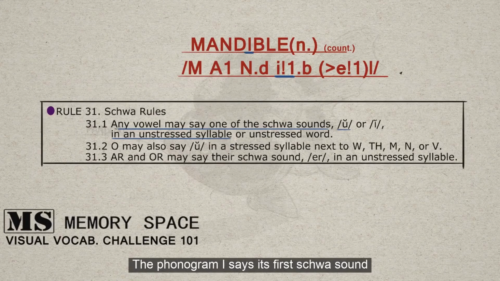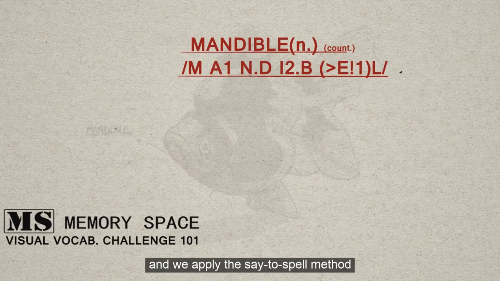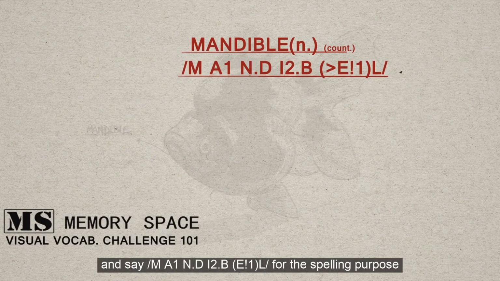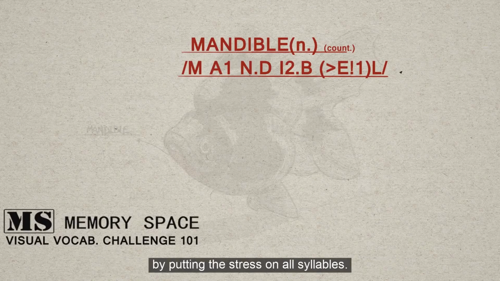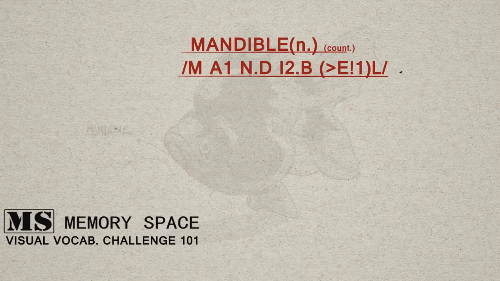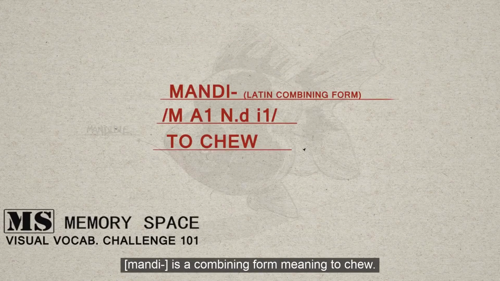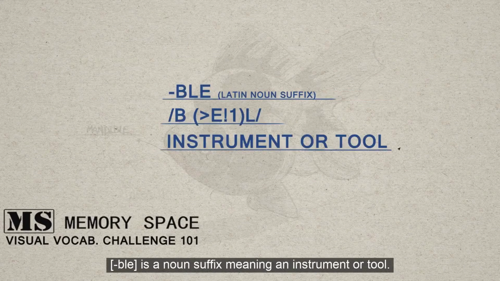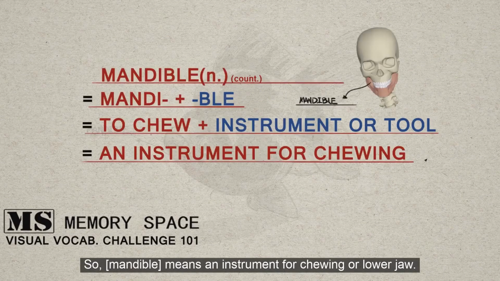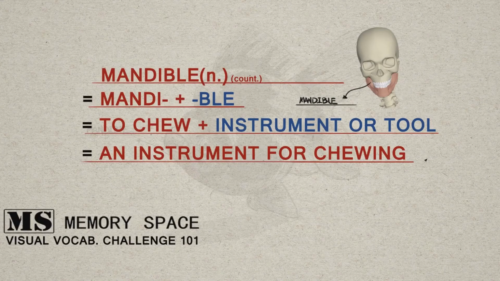The phonogram I says its first schwa sound because it's in an unstressed syllable. And we apply the say to spell method and say mandible for the spelling purpose by putting the stress on all syllables. Mandi is a combining form meaning to chew. Ble is a noun suffix meaning an instrument or tool. So mandible means an instrument for chewing or lower jaw.